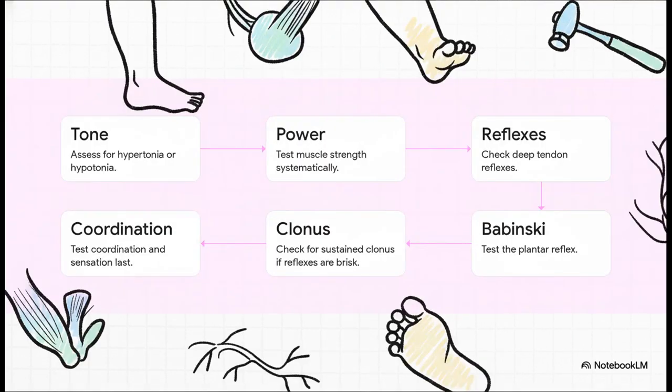Now this sequence, this is your roadmap. Follow it every single time and you will not miss a thing. You start with tone, then you move logically to power. From there you check reflexes, and depending on how those reflexes are, you decide whether to test for Babinski and clonus. And you always finish up with coordination and sensation.